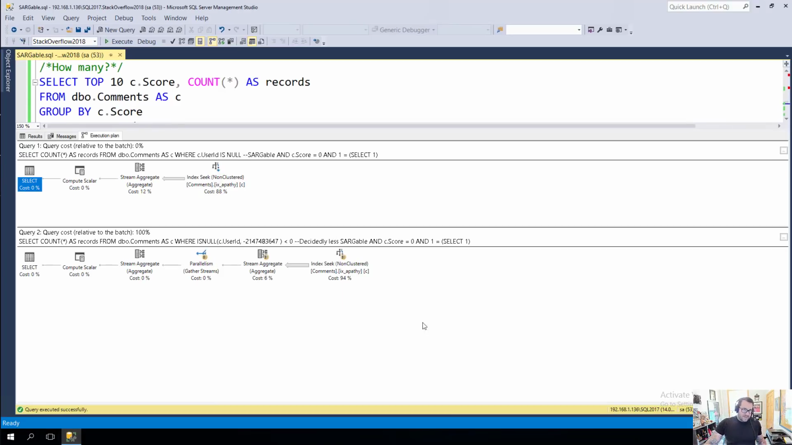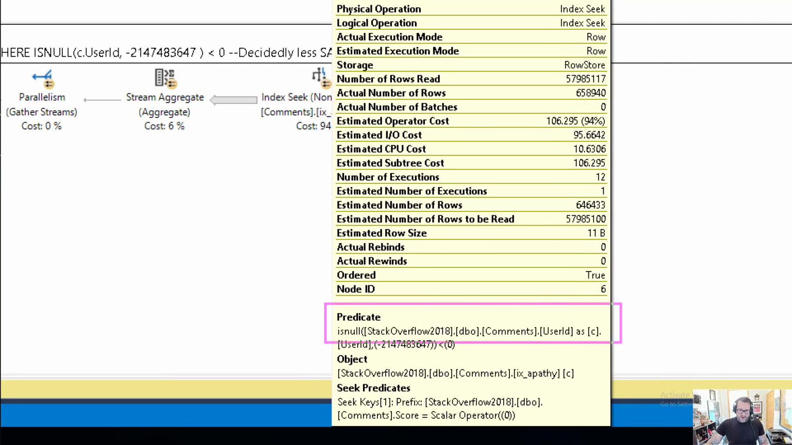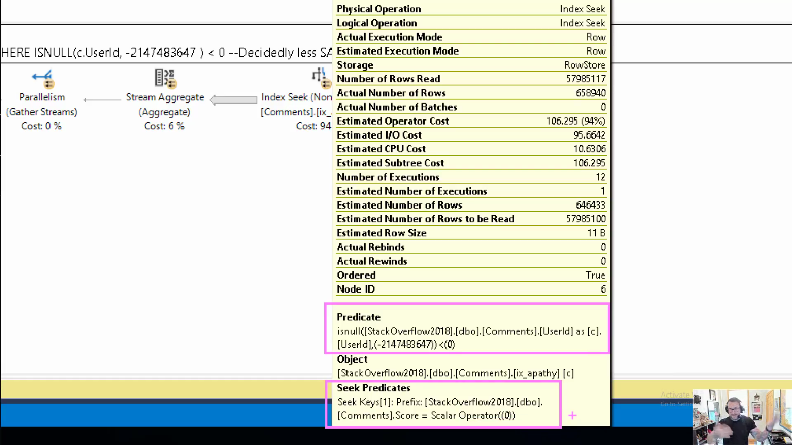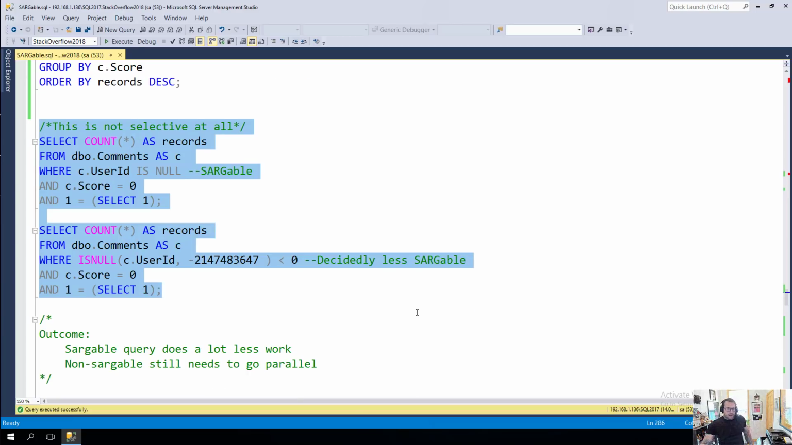With the non-SARGable one, we're left with this kind of ugly residual predicate. Look at that. We only have the one seek down here, so we weren't able to support the double seek into the index. We ended up having to seek to the rows that we want for score equals 0, and then run that function to figure out which ones will evaluate to true based on that is null. So the SARGable query does a lot less work. The non-SARGable query needs to go parallel to stay competitive.